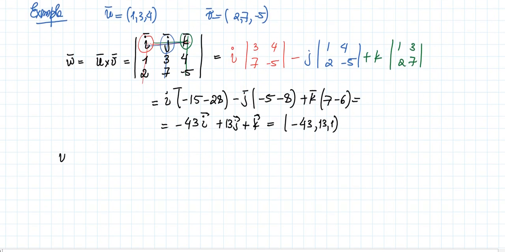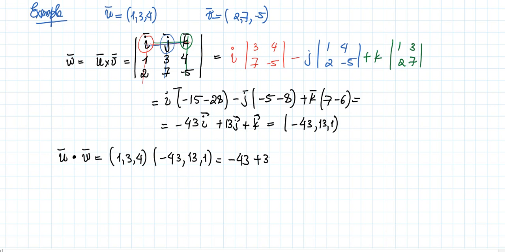So U dot omega, okay? This is going to be 1, 3, and 4 multiplied by minus 43, 13, and 1, okay? This is going to be equal to minus 43, right? Plus 3 multiplied by 13, it's going to be plus 39, right? Plus 4 multiplied by 1 is 4, which is equal to 0. It works, right?